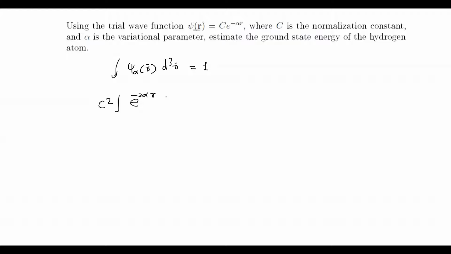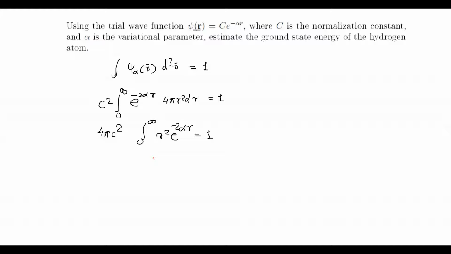Now you know the trial wave function does not depend upon the theta and phi components in spherical coordinates, so we can just replace this dq r bar with 4 pi r square dr, and the limit will be from 0 to infinity, and this is equal to 1. And now it will give me 4 pi c square integral from 0 to infinity r square e raised to minus 2 alpha r dr is equal to 1. Now if you look at this integral, we know we can use a formula to solve it. It is nothing but the definition of the gamma function.